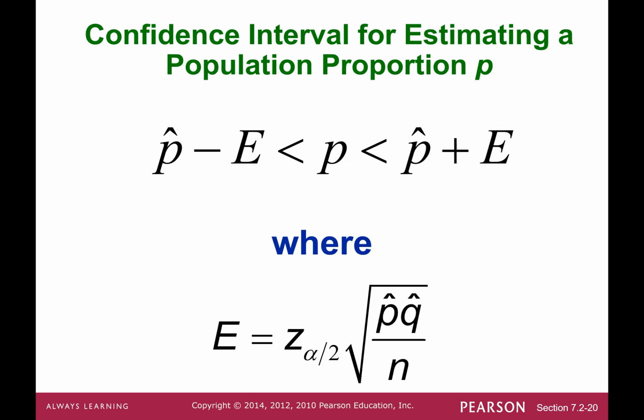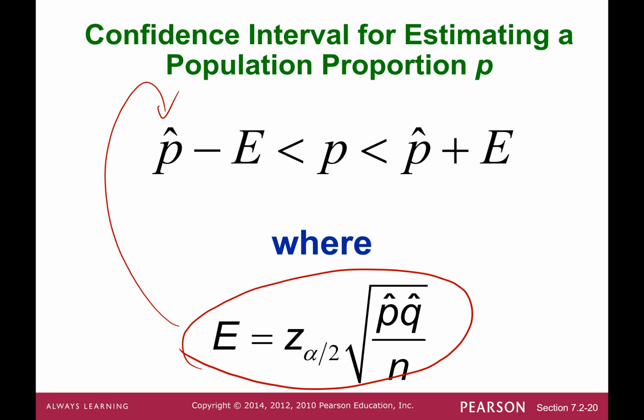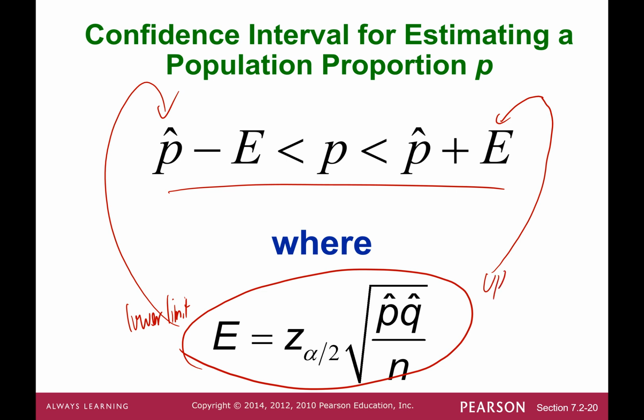And this is the formula. Again, start with the margin of error. You need to find the margin of error first, and after that we form the confidence interval, using p hat minus E, which we call the lower limit, and here, p hat plus E, which we call the upper limit. That forms the confidence interval, which should eventually contain the population proportion P.